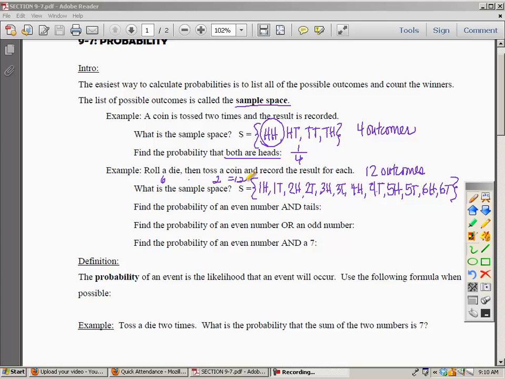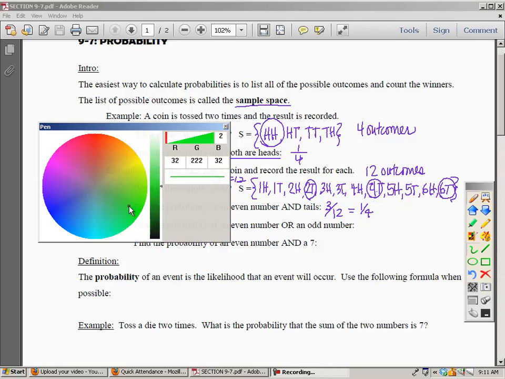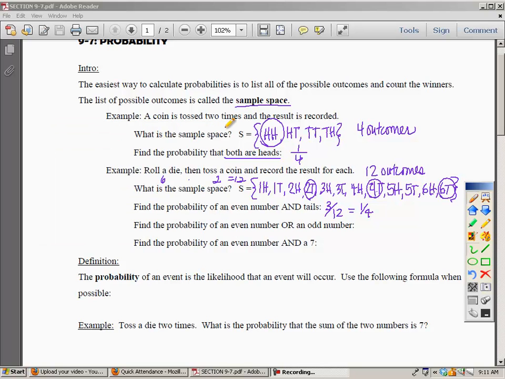So take a look. Find the probability that it's both an even and a tails. So even and tails. Now here's what I'm going to do. I'm going to do purple for this one, and I'll change my color as I go along. Even and tails says 2 and tails, 4 and tails, or 6 and tails. So 3 out of the 12. You should always reduce your fraction to 1/4.